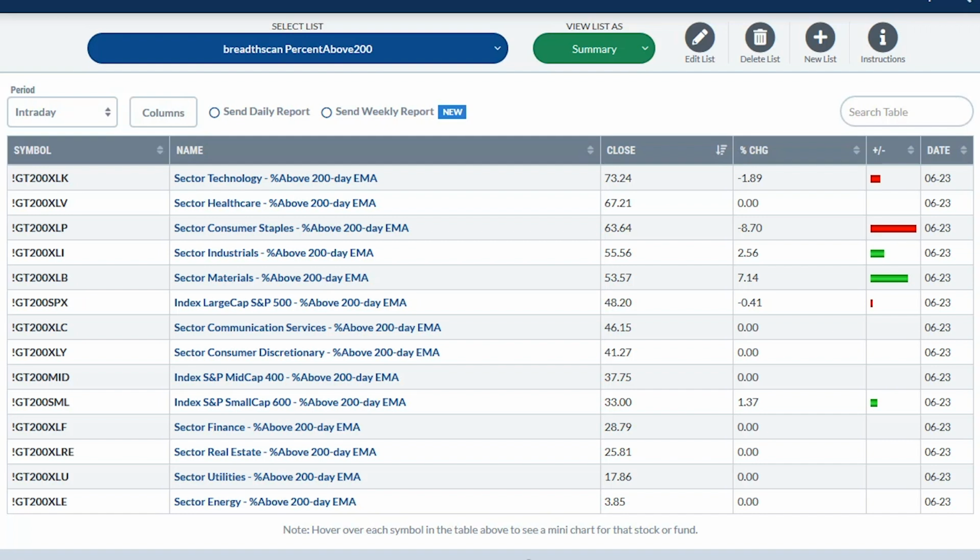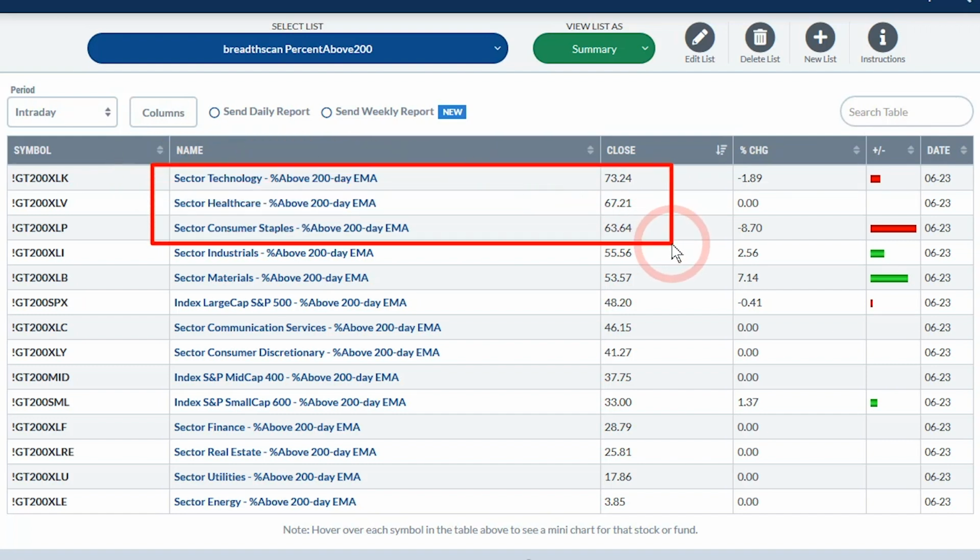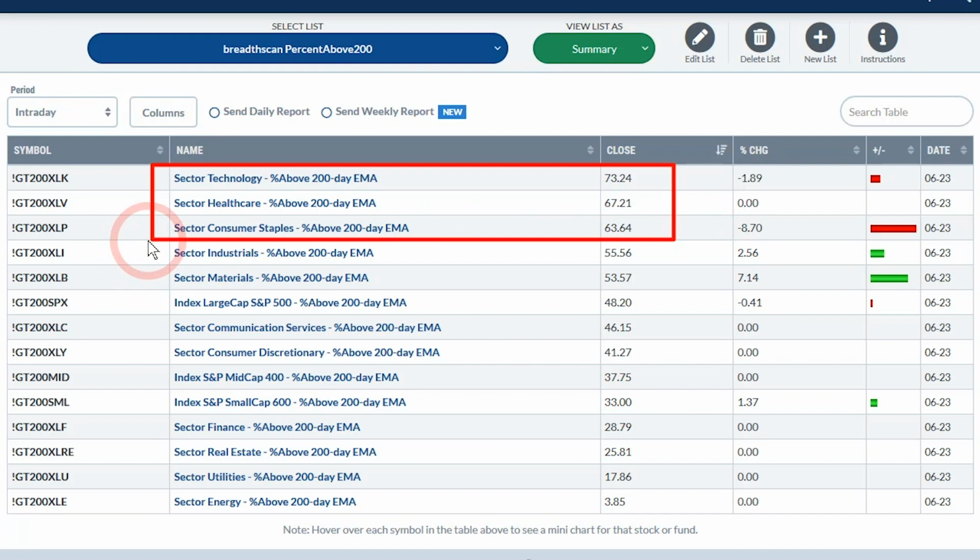And I took the sector SPDRs as well as small caps and mid caps, and I'm ranking them by the percentage above the 200-day EMA. And we can see 3 sectors that are really strong. That would be technology, healthcare, and staples. Over 60% of their stocks are above the 200-day EMA. And then we get industrials and materials, over 50%. And then there's your benchmark, the S&P 500, 48% above the 200-day. That's like a coin flip, half above, half below.